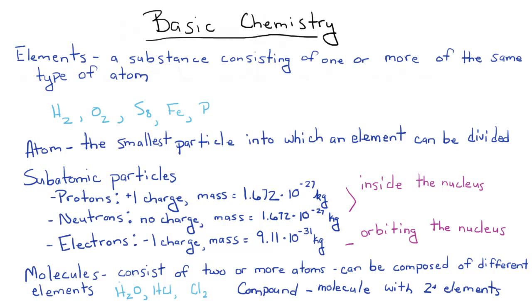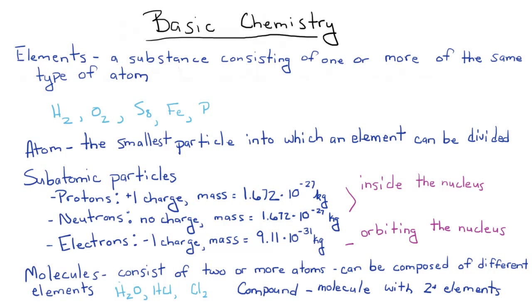And atoms can be further subdivided into subatomic particles. There are many different types. We're just going to focus on three because these are the only ones you really need to know. You have protons, neutrons, and electrons. Protons and neutrons are located inside the nucleus or the center of an atom. Protons have a charge of +1, neutrons have no charge. Electrons are located outside the nucleus, orbiting around the nucleus, and they have a charge of -1.